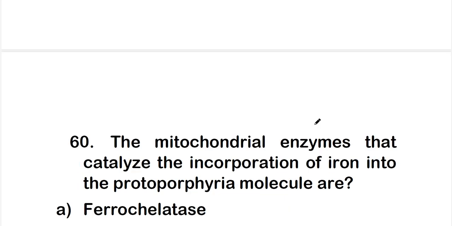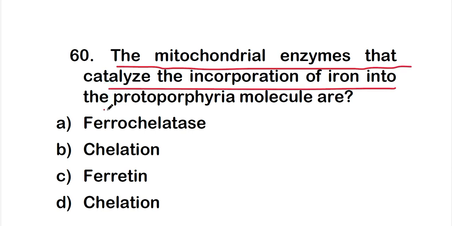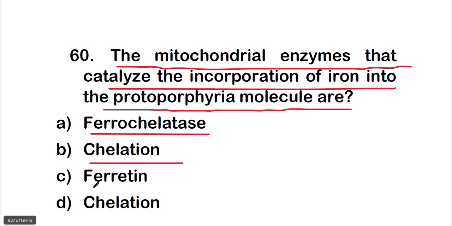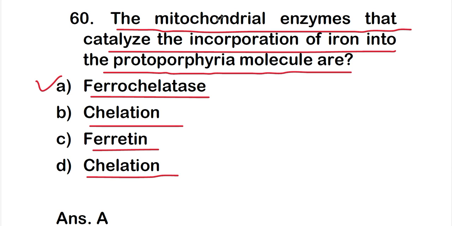Okay, so the last question of this video: the mitochondrial enzyme that catalyzes the incorporation of iron into the protoporphyrin molecule is: option A, ferrochelatase; option B, chelation; option C, ferritin; option D, chelation. Okay, so it is a repeated option. The right answer is option A, that is ferrochelatase. So the mitochondrial enzyme that catalyzes the incorporation of iron into the protoporphyrin molecule is the ferrochelatase enzyme.